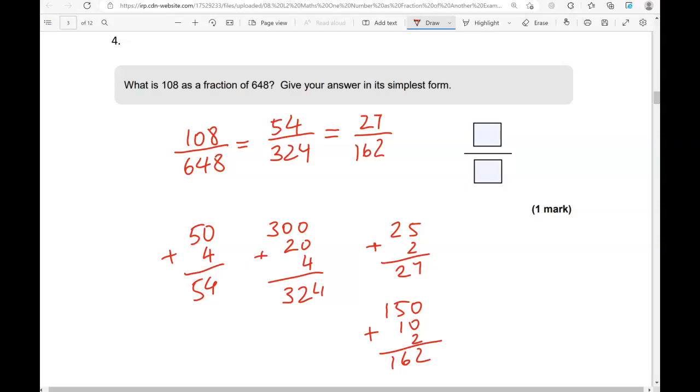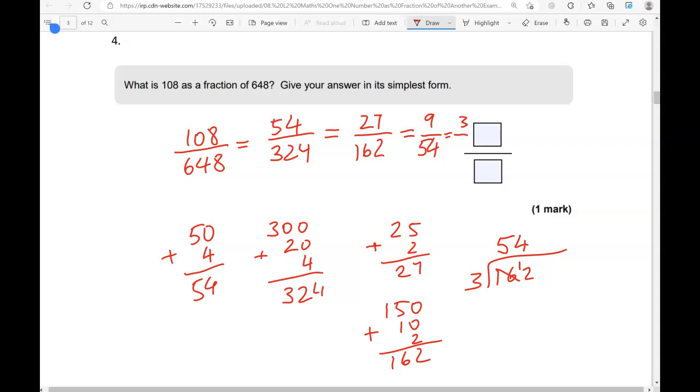27 can be divided by 3, and that gives us 9. 162, if you divide that by 3, how many 3's fit into 16? That would be 5, and we have 1 remaining. How many 3's into 12? That is 4. 9 can be divided by 3 again to give us 3.